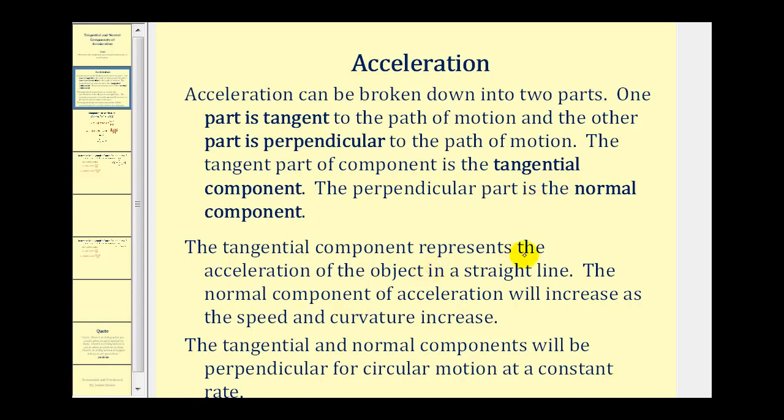The tangential component represents the acceleration of the object in a straight line, while the normal component of acceleration will increase as the speed and curvature increase. And then lastly, the tangential and normal components of acceleration will be perpendicular for circular motion at a constant rate. Let's go and take a look at a graph to visualize this.